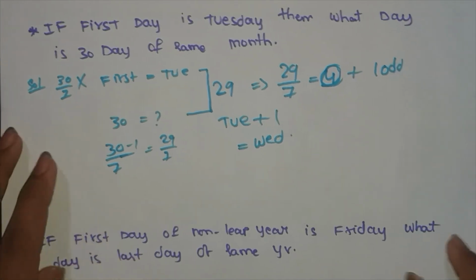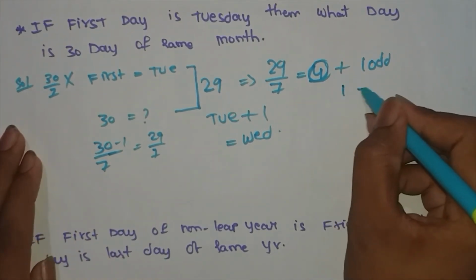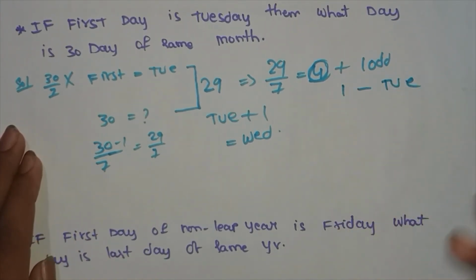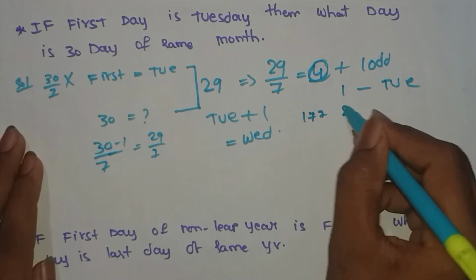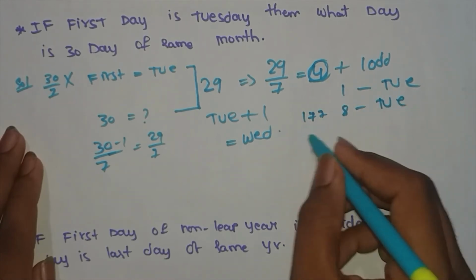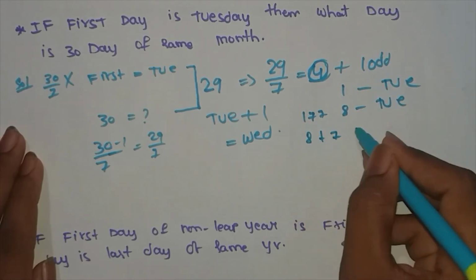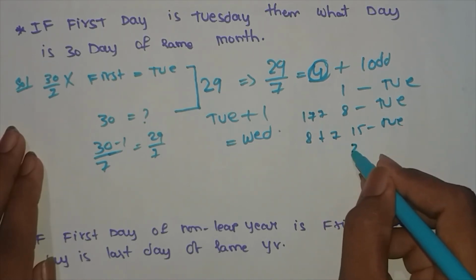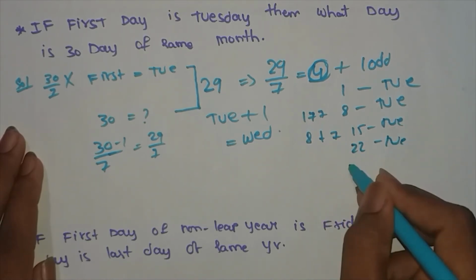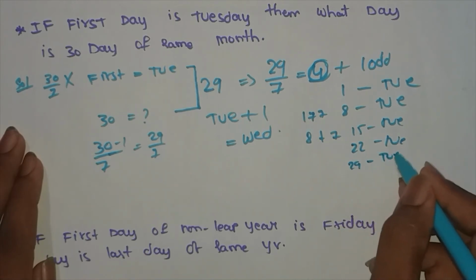So I will show you the proof. Suppose the first day is Tuesday, right? For every 7 days I will get the same day, right? So 1 plus 7 gives me 8, so Tuesday. 8 plus 7 is 15, again Tuesday, like that Tuesday. For the 29th day also I will get a Tuesday.